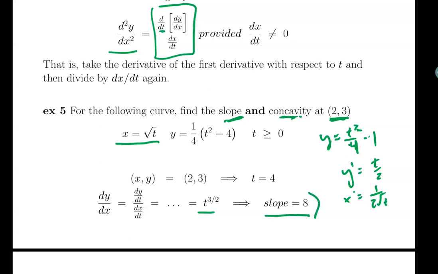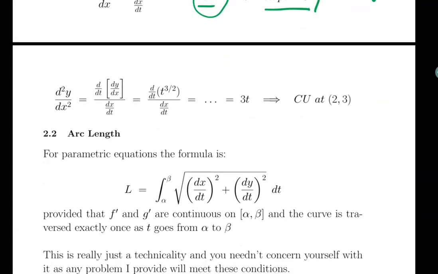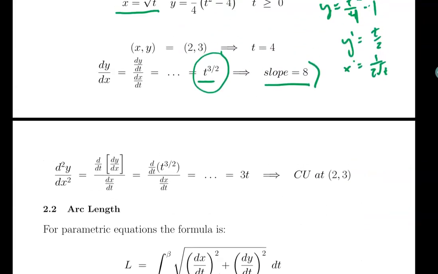Now the concavity is going to be the second derivative, which means what? You take the derivative of this, that's upstairs, that's where this comes from. And then you divide by dx dt, which is this again. Again, simplify that, you get 3t. So when t is 4, it's the same point, you get 12. That's positive, so it's obviously concave up. Okay. So it's just a matter of mainly remembering the formula for the second derivative.